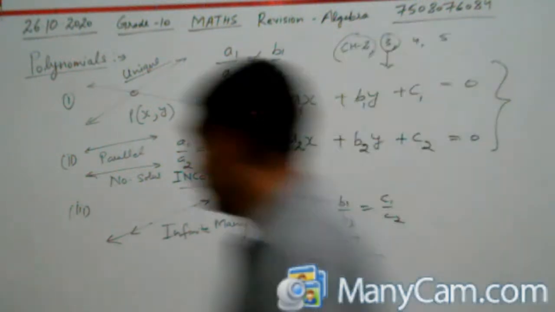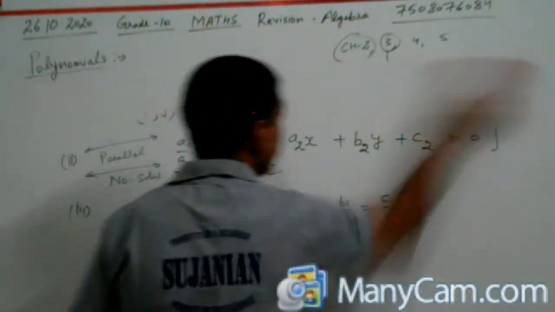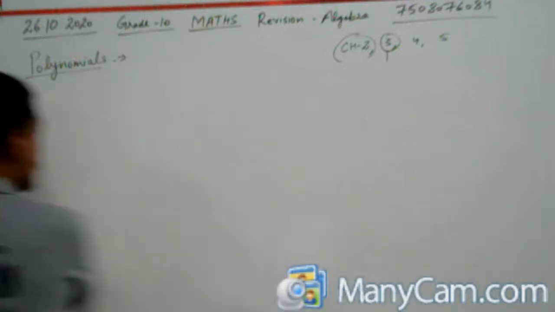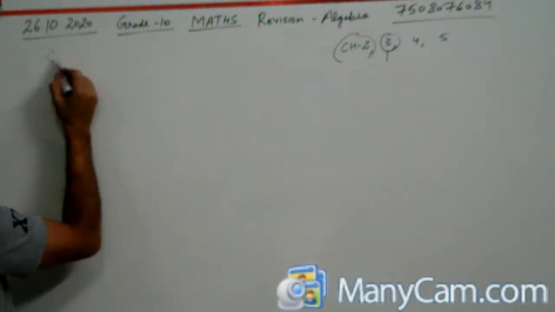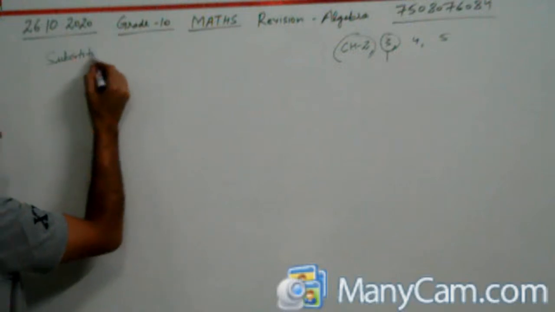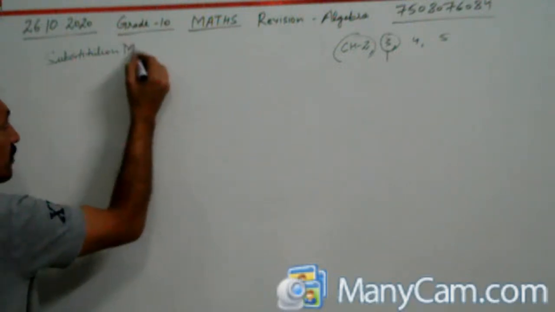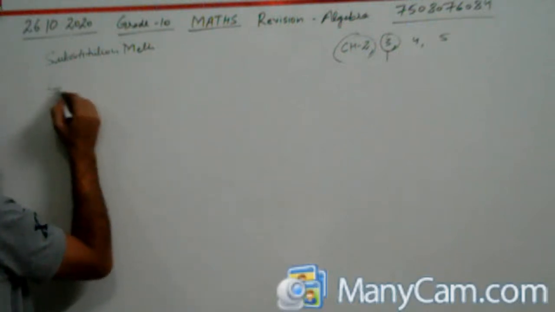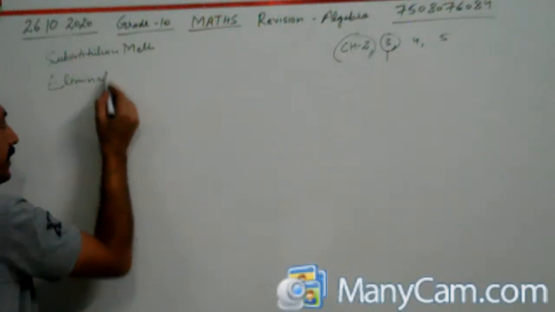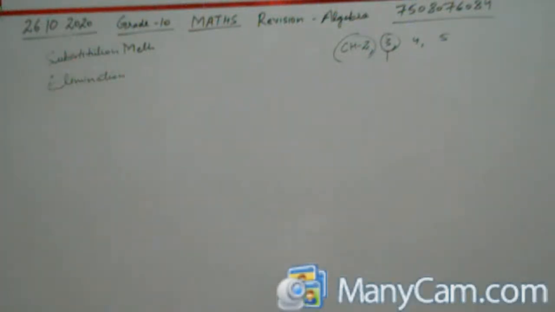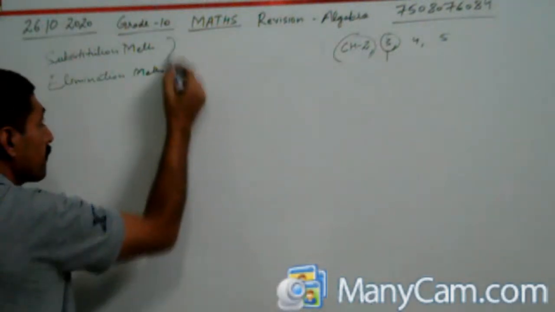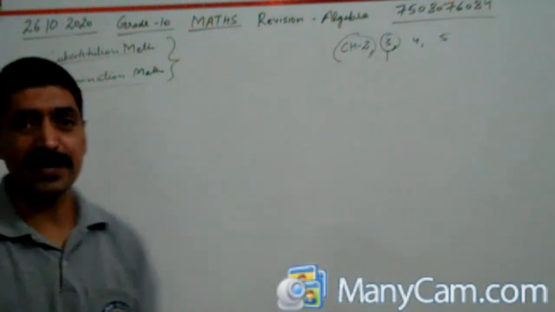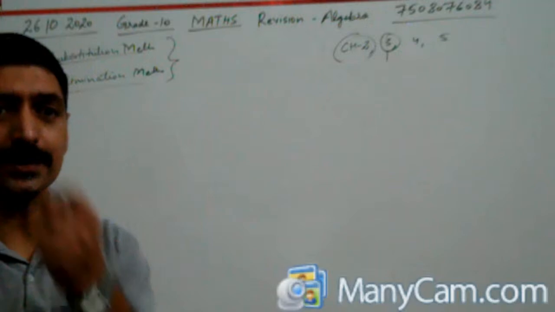Now after it, we learn how to find the solutions, right? In the application, we have learned one is the substitution method to solve, and another is the elimination method to solve the pair of linear equations, right? Elimination method. After it, we have the application based questions. One more important, sometimes 4 marks question is based on this.